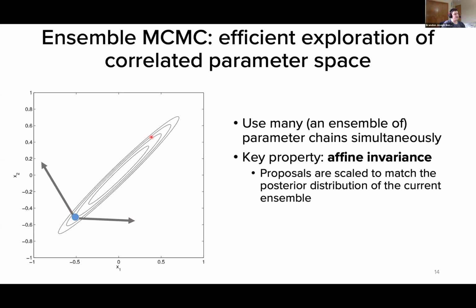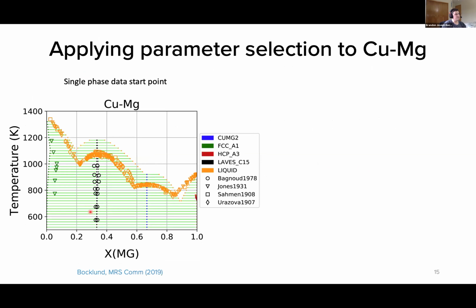And so then when we take a new step, we can scale our new step with respect to the state of all the other chains when we go to take that step. And the property of this ensemble method that gives us this behavior is called affine invariance. So we're just invariant to any affine transformations, which are scaling and translation. And so that's how we go about addressing this problem.